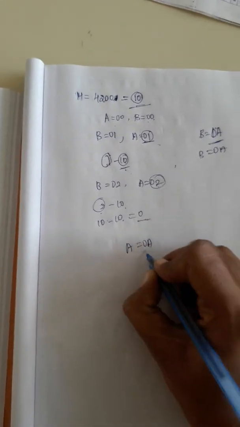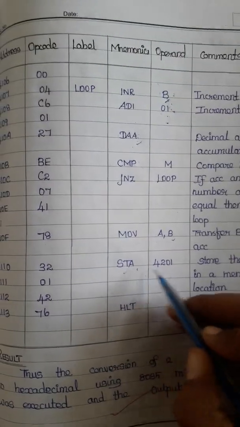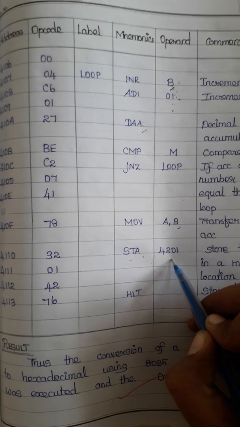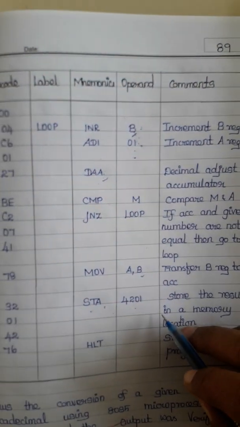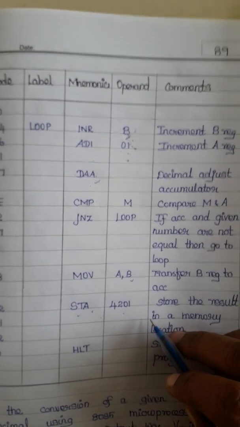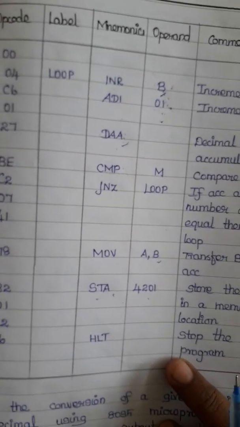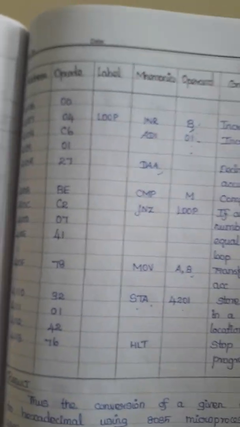Now the accumulator contains the equivalent hexadecimal value, which will be stored using STA, meaning store the accumulator data in location 4201. So this 0A will be stored in location 4201. We have given input at location 4200, where I have given 10. Now at location 4201 we will get the result as 0A. So the equivalent hexadecimal value is available in the B register.